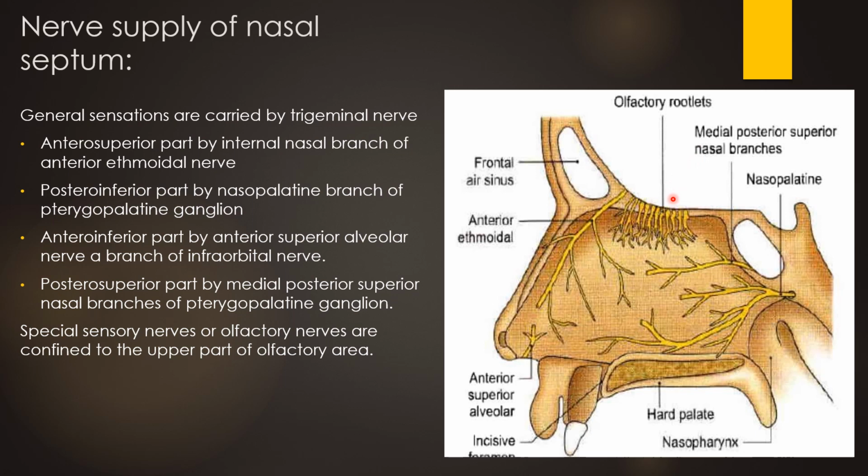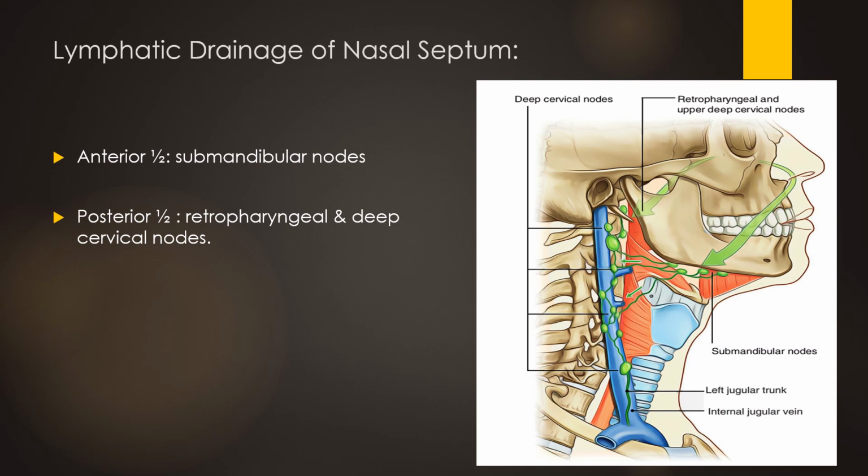The special sensory nerves for olfaction are carried by the olfactory nerves, which are confined to the upper part of the olfactory area. So these olfactory nerve rootlets together form the olfactory nerve, which is carrying the special sensation of olfaction. The lymphatic drainage of the nasal septum: the anterior half of the nasal septum goes to the submandibular lymph nodes, while the posterior half goes to the retropharyngeal and the upper deep cervical lymph nodes.